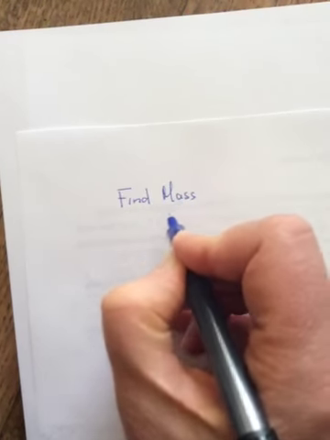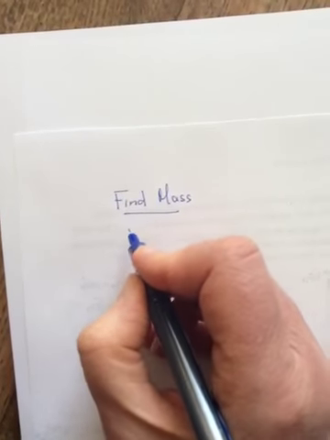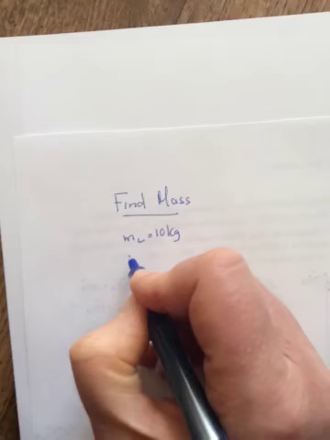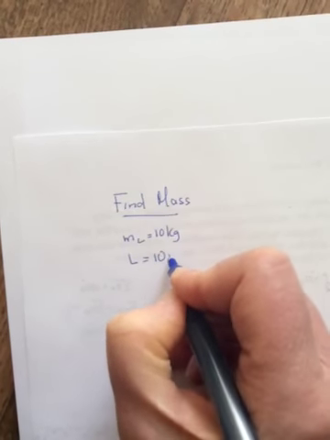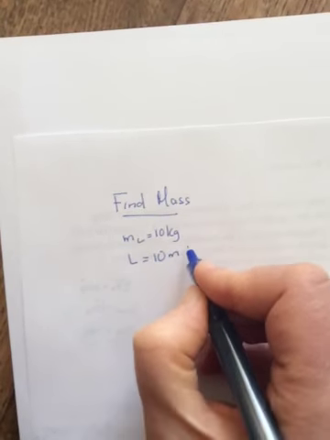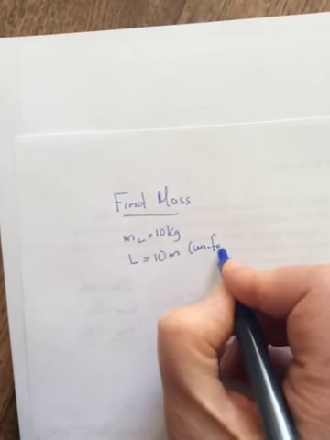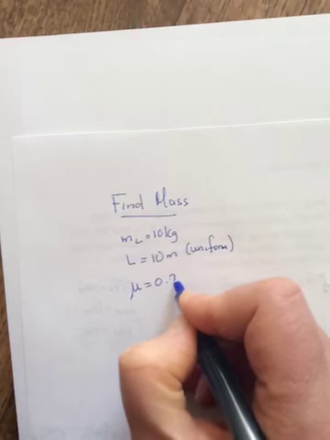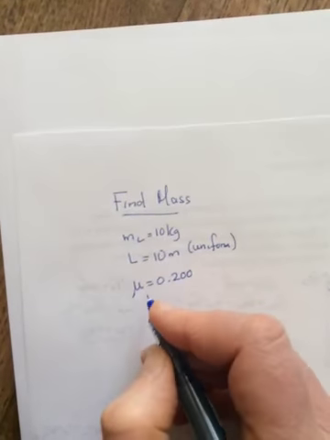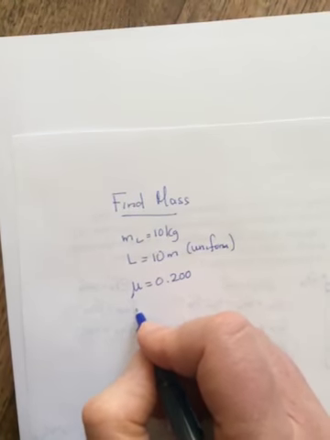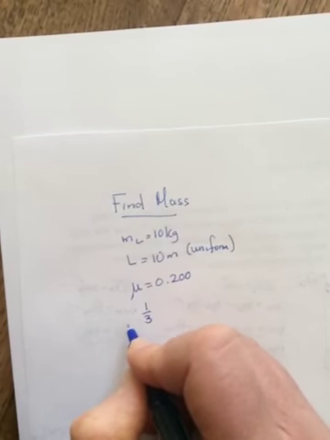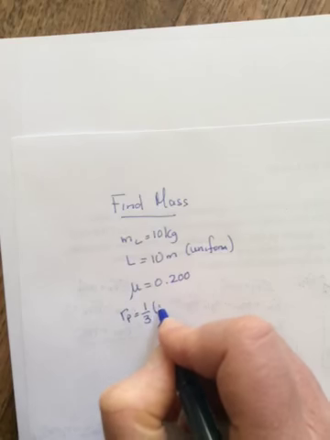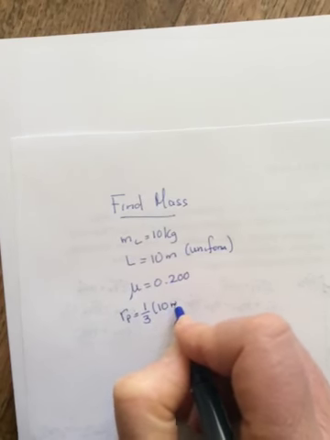And so the givens are going to be the mass of the ladder is 10 kilograms, the length of the ladder is 10 meters, and it's uniform. The coefficient of friction at the bottom of the ladder is 0.2. The person makes it 1/3 of the way up. So the R of the person is going to be 1/3 of 10 meters.